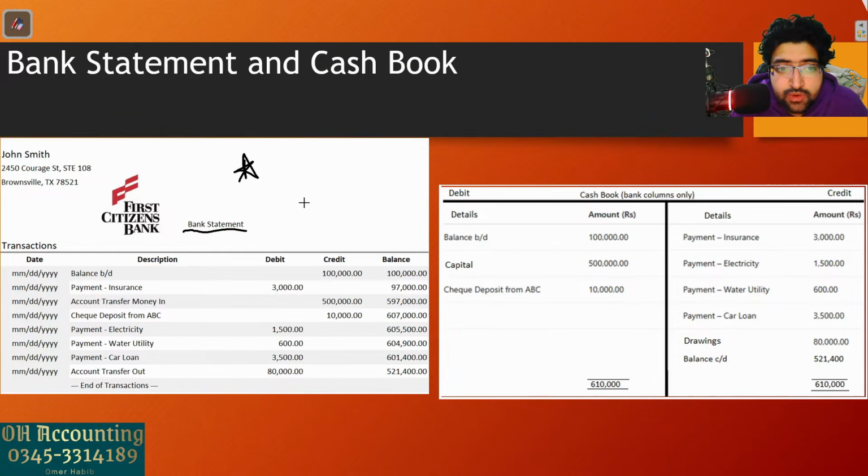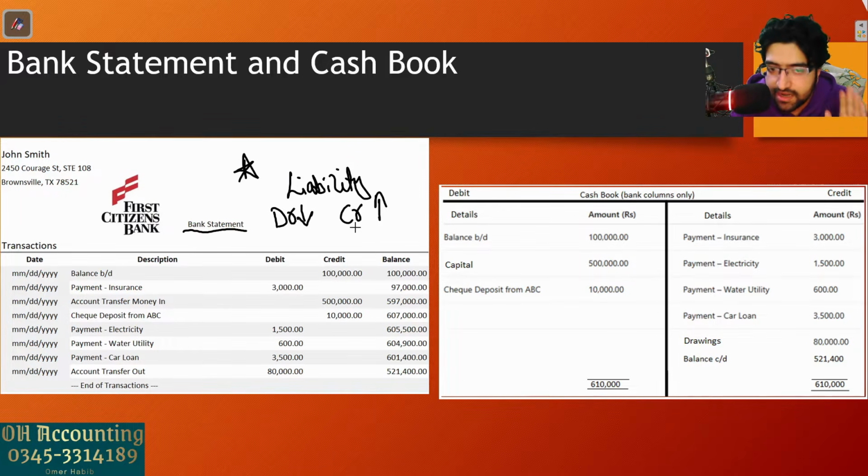See, I have told you we are a liability. I'm repeating one more time. We are a liability for the bank, right? So when the money in our account will increase, they will record it on credit, because liabilities when they increase are recorded on credit, and liabilities when they decrease are recorded on debit. So whenever we deposit money in our account, they will record it on the credit side, and whenever we withdraw money out, we take some money home, they will record it on the debit side, because their liabilities are decreasing when we withdraw money out, right?